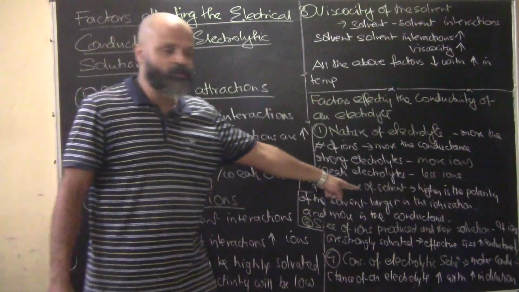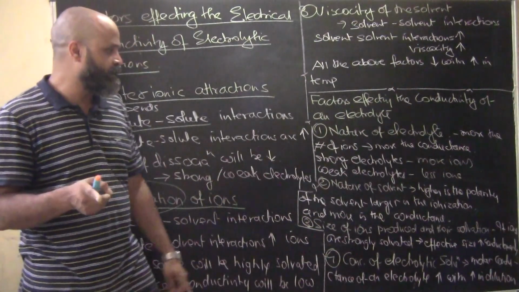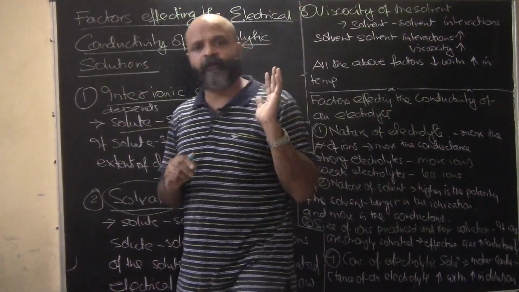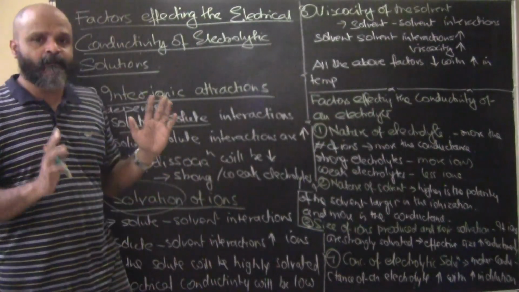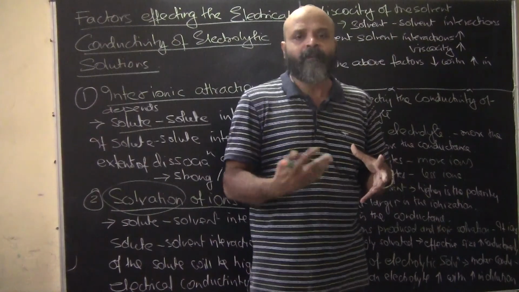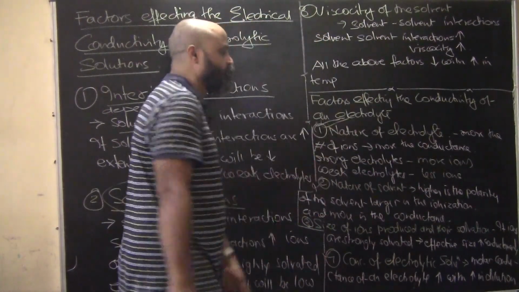Okay, now the nature of the solvent: the higher the polarity of the solvent, the larger the ionization. For polar solvents, for example, water is a polar solvent. The more polar the solvent, the more strongly the ions will be formed, and the more electrical conductivity there will be. So obviously the nature of the electrolyte is one thing.